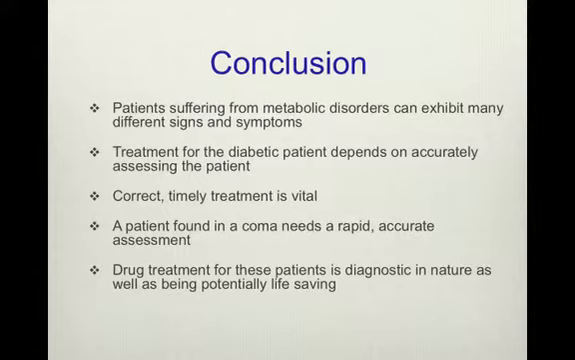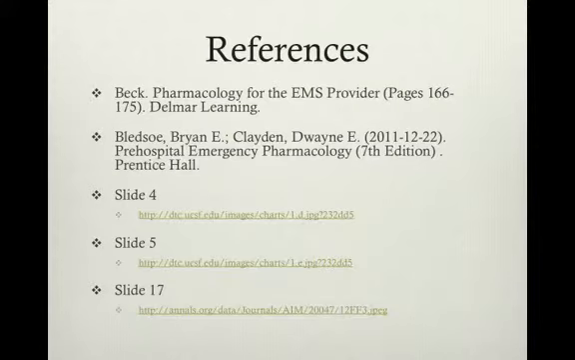In conclusion, patients suffering from metabolic disorders can exhibit many different signs and symptoms. Treatment of the diabetic patient depends on accurately assessing the patient. Correct, timely treatment is vital. The patient found in a coma needs a rapid, accurate assessment. Drug treatment for these patients is diagnostic in nature as well as being potentially life-saving.